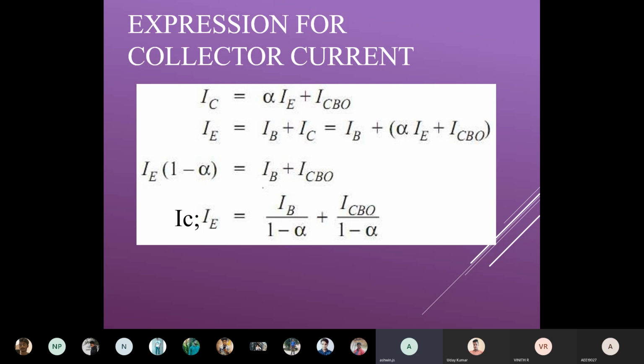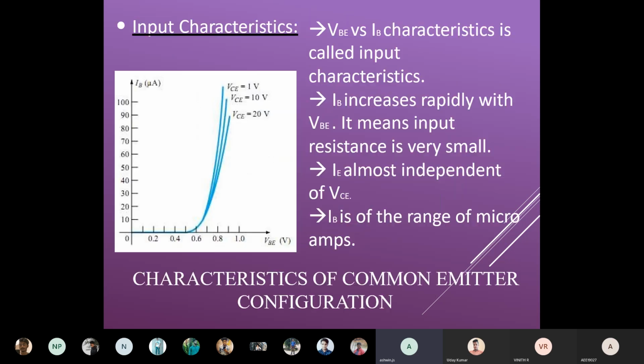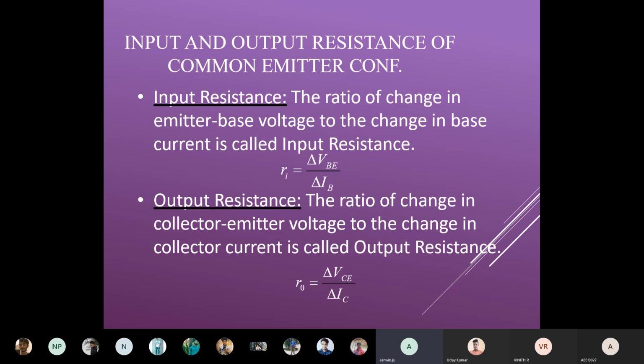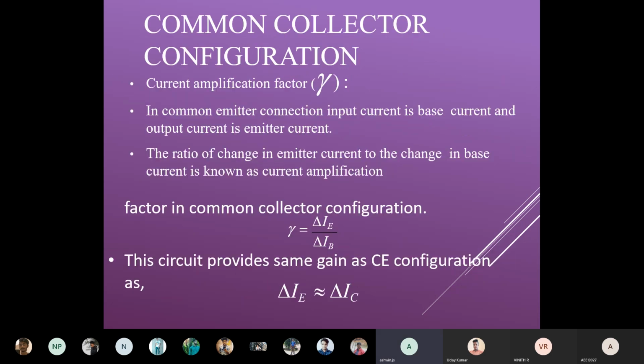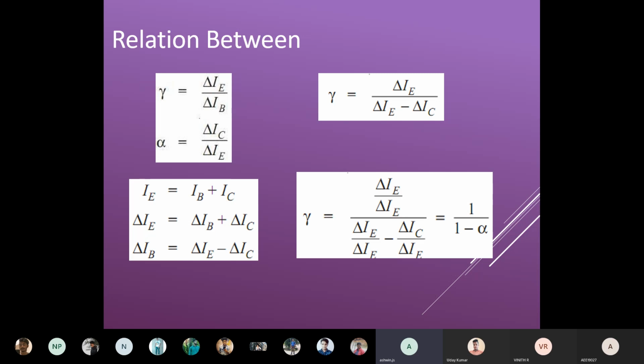So IC or IE is equal to IB by 1 minus alpha plus ICB or leakage current by 1 minus alpha. This is what we found in the last expression in common emitter. And let's see here in order to check the current. So what is the current for common collector?